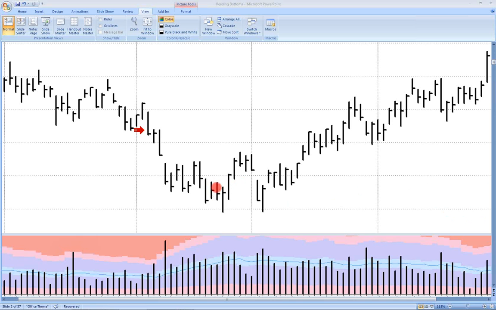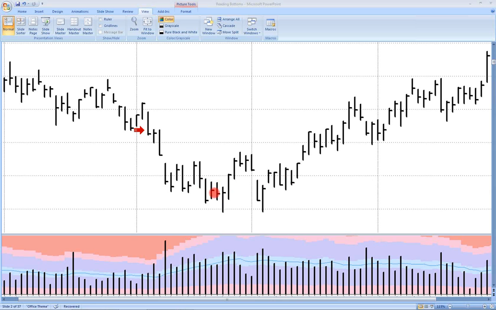Narrow spread with less volume. What does this mean? What do you think this means here? No supply on the third bar. Yeah. Judy says no selling pressure.